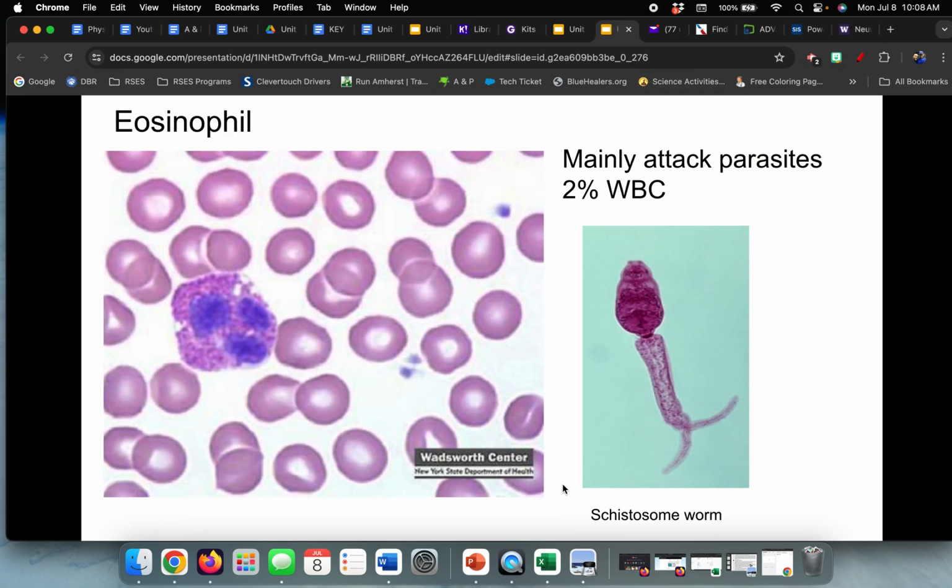The eosinophils mostly attack parasites. They don't make up much of your white blood cells because it's pretty rare that we get parasites. But if you do contract a parasite, then these eosinophils will increase in number. Your body will recognize that and make more of these to try to kill those.